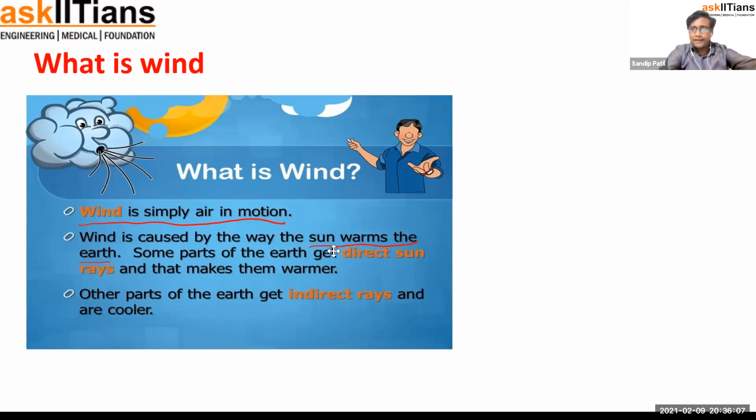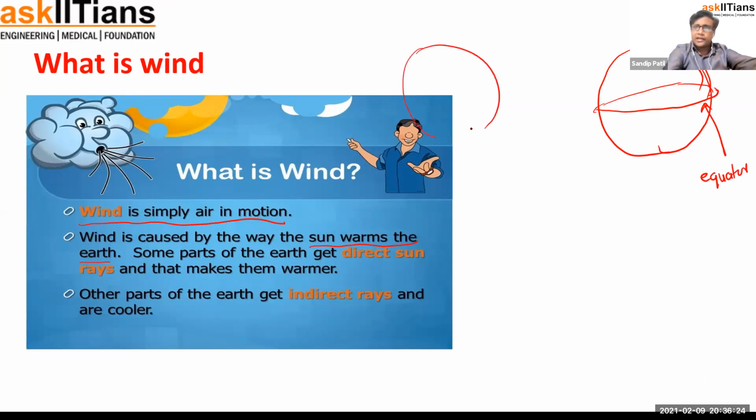Obviously we know that our earth is like this. Recall, this part is called a circle. If you complete the circle, this part is called the equator. Can I say the rays which are coming from the sun, let's say the sun is very big, right?